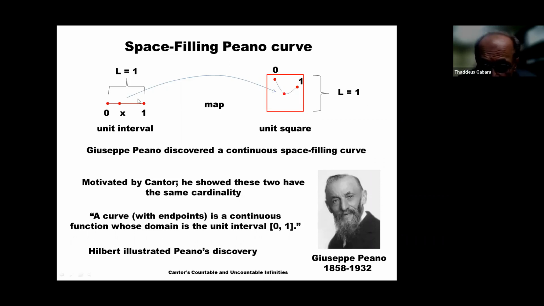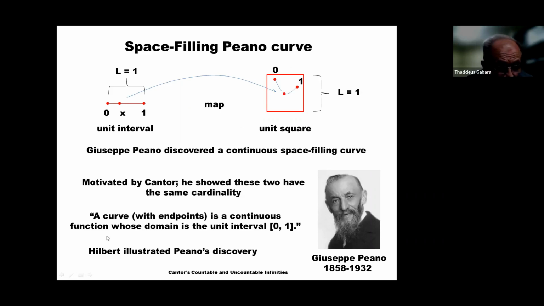But Giuseppe Peano discovered a continuous space-filling curve, and he was motivated by Cantor. And he showed that they have the same cardinality. As a matter of fact, this is the definition of a space-filling curve. It's a curve with endpoints that is a continuous function whose domain is the unit interval 0 to 1. So we have 0 to 1 on a straight line, and we can somehow make a curve, which we'll have to see what it is, that will fill up this unit square.